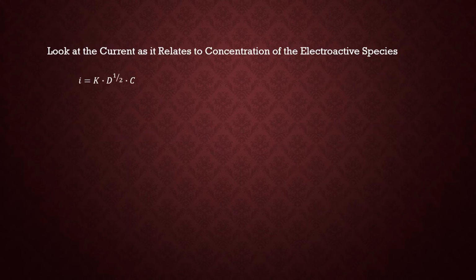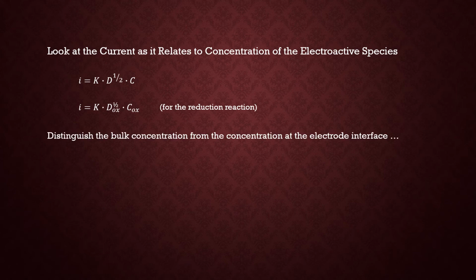So I'm going to start initially with everything in the oxidized form. The solution contains an oxidizable or an electroactive ionic species. The current in our simplified form is some constant multiplied by the diffusion constant, and then the concentration. I'm going to specify and make sure that everything is in the oxidized form for the purposes of my description of the electrode reaction, and I'm going to put in my subscripts as indicated. So this is for the reduction reaction at the electrode.